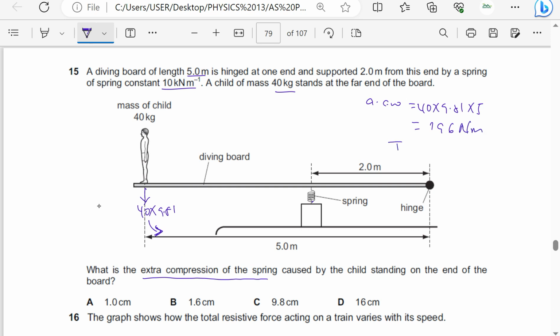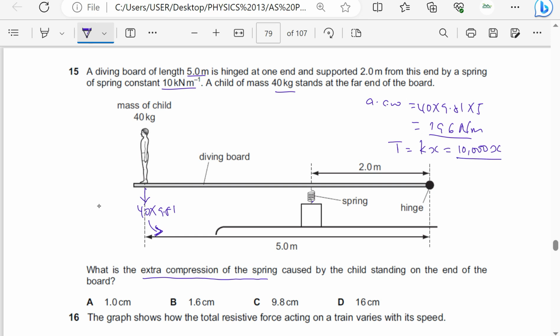But we know that tension is equal to k times x from Hooke's law. So k is 10,000 times x, which we don't know. What is x? Let's check if we're given the compression. The compression, we don't know, it is x. So remember the anti-clockwise moment is equal to this, and the tension is going to be 10,000 times the compression x. That is the tension force.